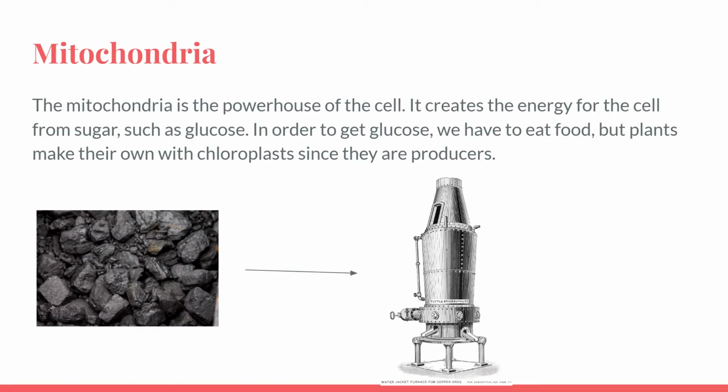Next up is the mitochondria. This is a classic phrase you'll remember. The mitochondria is the powerhouse of the cell. It produces all the energy, and it's like a furnace in a factory. You give the furnace fuel, and in turn, it produces energy. So we give the mitochondria glucose, and using the glucose, it makes energy. In order to get glucose, we have to eat food. We get those sugars, that glucose, from food. But plants make their own, since chloroplasts take sunlight in and make it glucose.